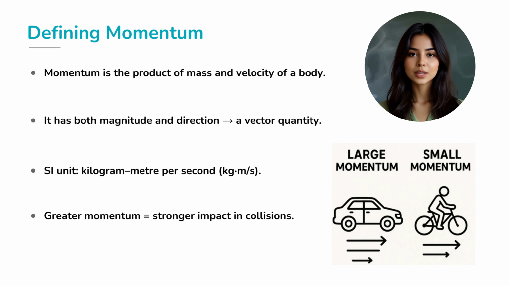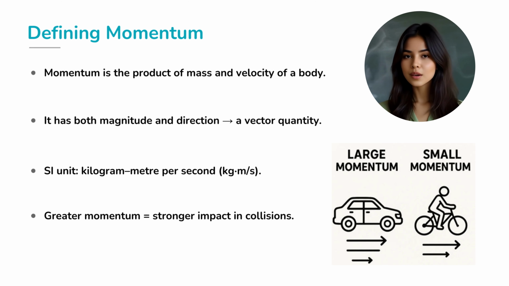To explain this better, physics introduces a new quantity, momentum. Momentum is equal to mass multiplied by velocity. In words, P equals m times v, where P stands for momentum, m is the mass measured in kilograms, and v is the velocity measured in meters per second.